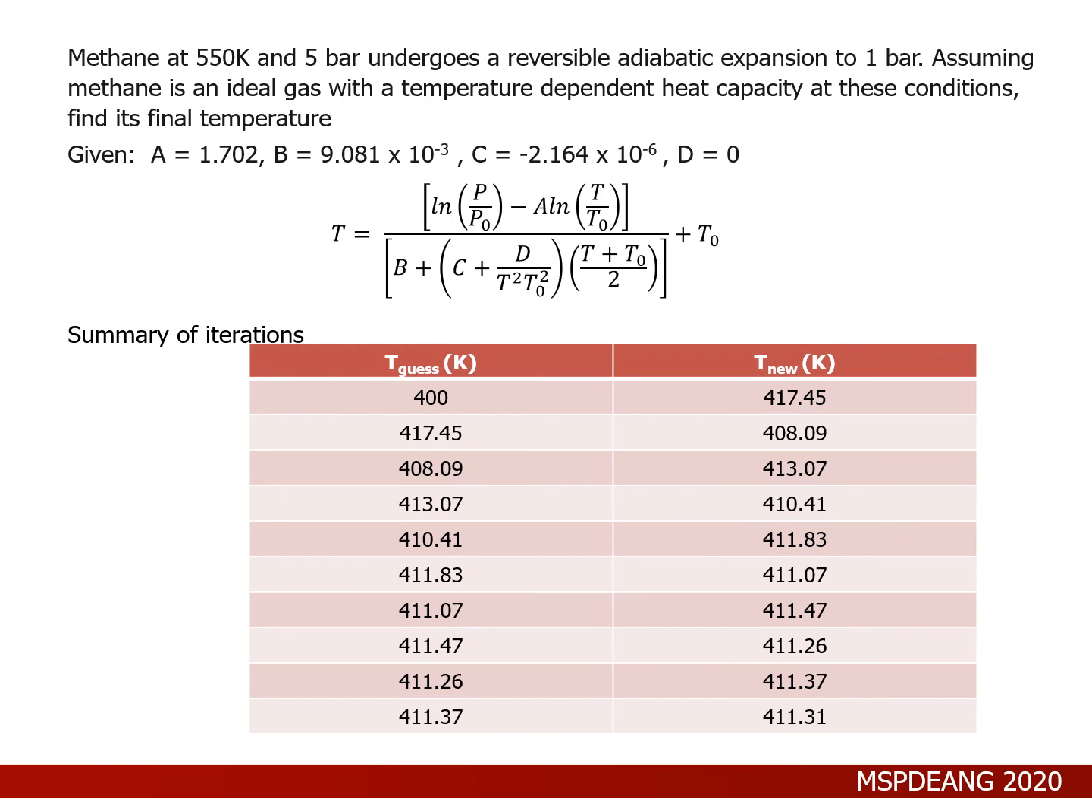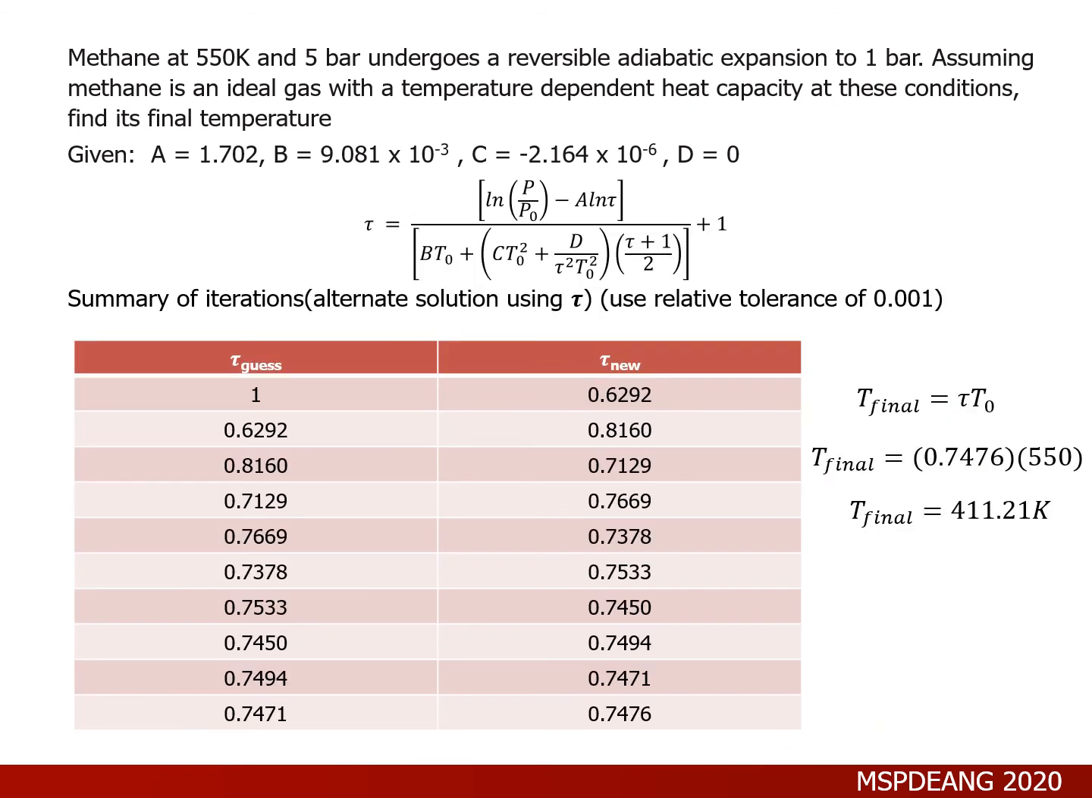Okay, so the final temperature is now 411.31 Kelvin. You can also do this in another way. You can use a dimensionless temperature, okay, using tau, and using an initial guess of tau of 1, using a relative tolerance of 0.001, okay, you will get the final value of the temperature to be 411.21 Kelvin. So both methods are valid, and mag-iba na talaga yung sagot depende sa magiging set criteria mo for convergence.